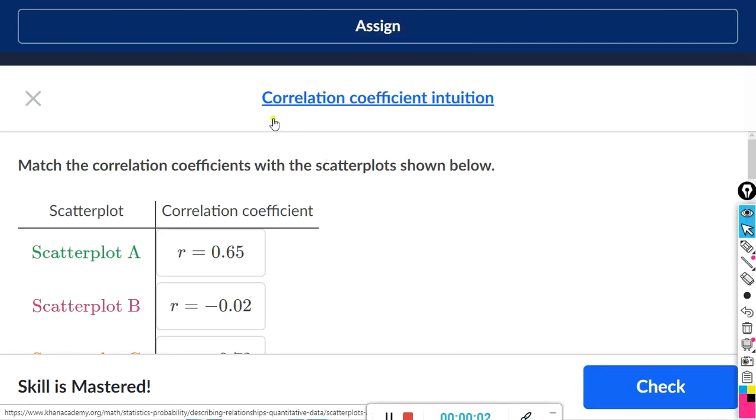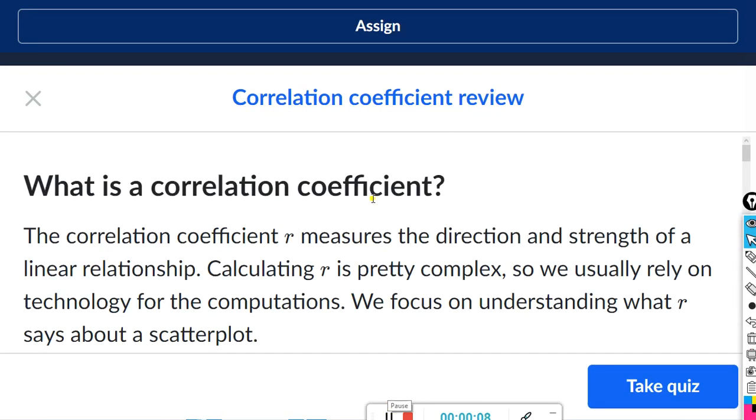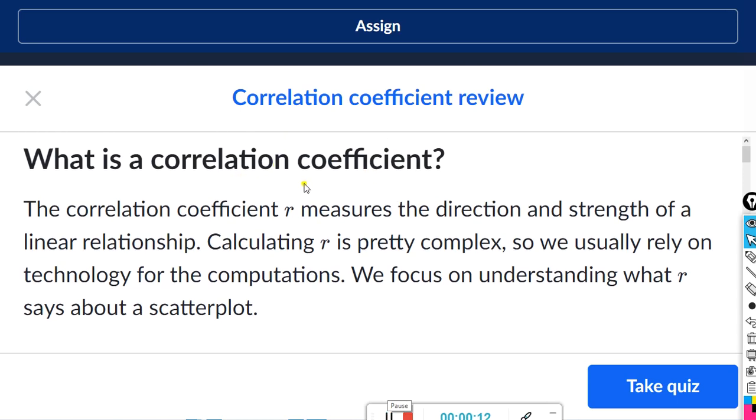This will be for the assignment on correlation coefficient intuition. So just some notes before we start. The correlation coefficient R measures the direction and strength of a linear relationship. Calculating R is pretty complex, so we usually rely on technology for the computations. We focus on understanding what R says about a scatter plot.